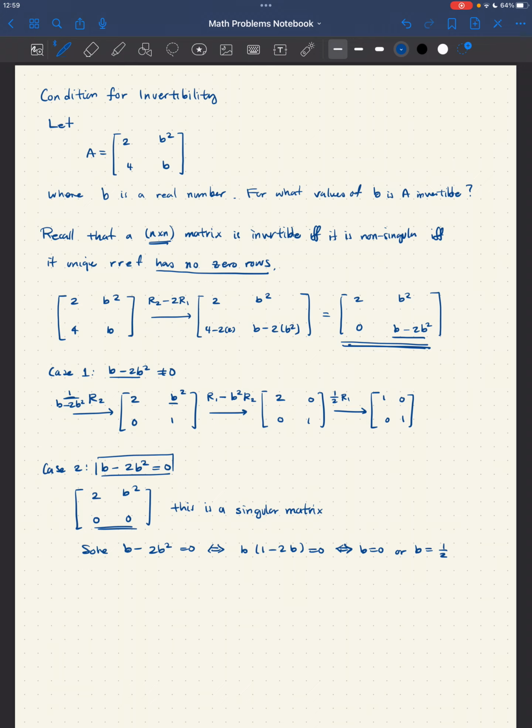So for A to be invertible, we just have to collect the data. That happens exactly when b is different from 0 and b is different from 1/2.